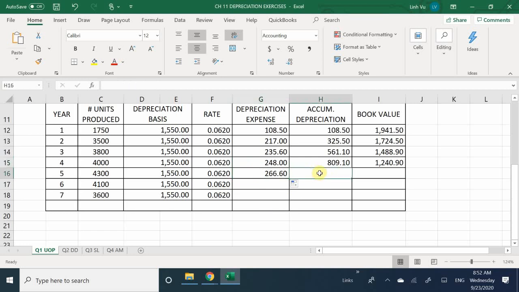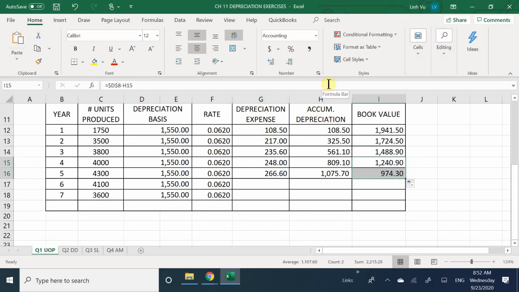266.60. Okay. What is my accumulated depreciation for the fifth year? 1075.70. And my book value for the fifth year is going to be 974.30. Okay. Almost there, guys.